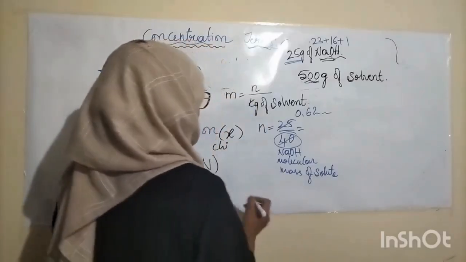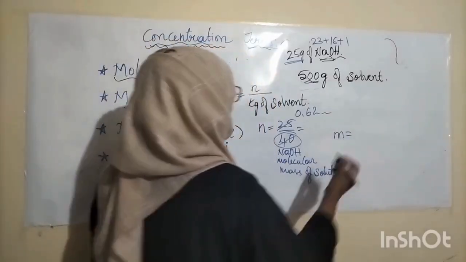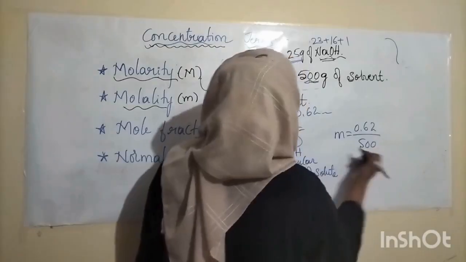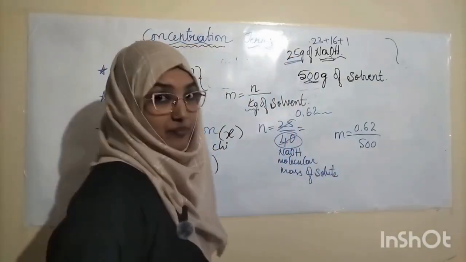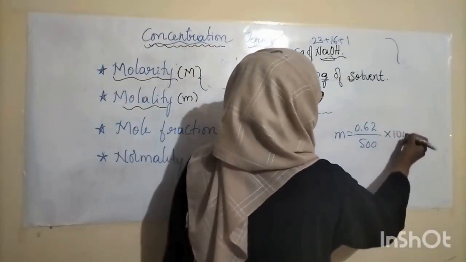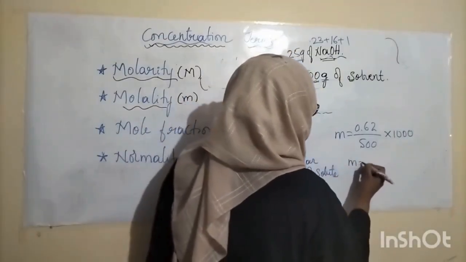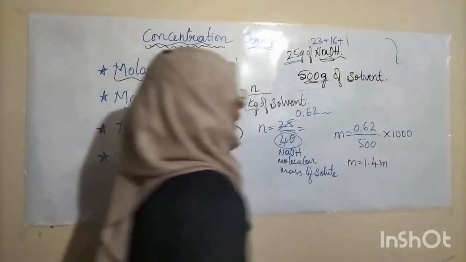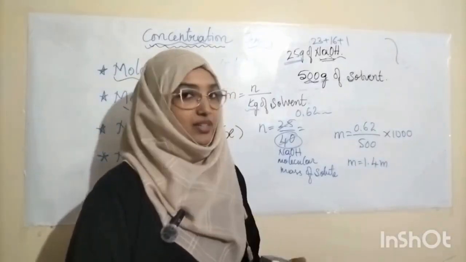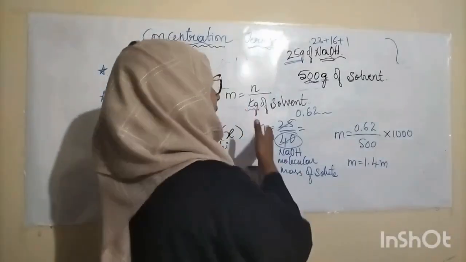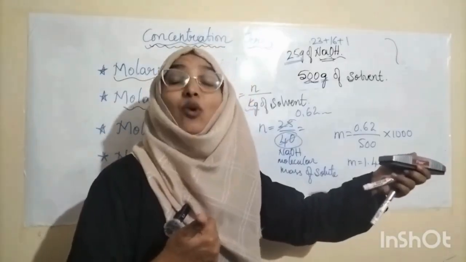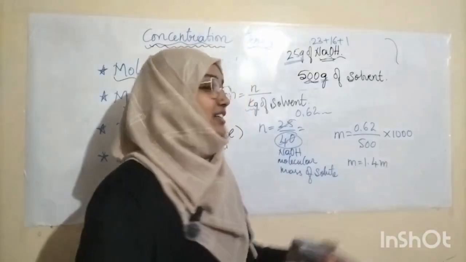And now when you substitute that in this formula, it is 0.62 divided by 500. But here it is kilogram. And how much do we have here? Gram. Again, in such cases, we have to multiply this with 1000. Again, the molality here is 1.4 molal. And molality is taken in small m. Clear? That's it. So here we have to consider the mass of solvent. In molarity, we have to consider the volume of solution. Okay, so this is simple.